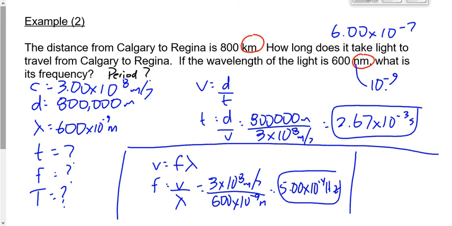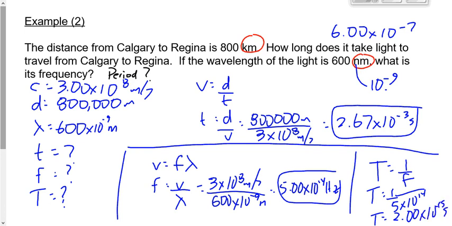And finally, we want to find the period. Any ideas? Janae? Yeah. T is equal to 1 over F. 1 over 5 times 10 to the positive 14, which I believe, double check this for me, is 2 times 10 to the negative 15 seconds.